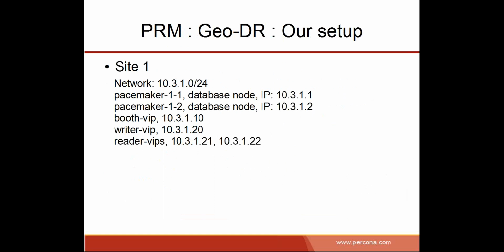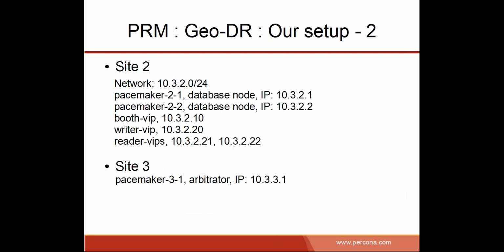So in the demo I will be presenting, there are the 3 sites. Site 1 has the network 10.3.1.0/24. The 2 nodes there would be Pacemaker 1.1 and 1.2 on IP 1.1 and 1.2. The boot VIP, where to connect to boot, would be 1.10. The writer VIP would be 1.20, and reader VIPs .21 and .22. It's about the same thing on site 2, except the network is 10.3.2 instead. All the other offsets are the exact same. And site 3 will be 10.3.3.1.